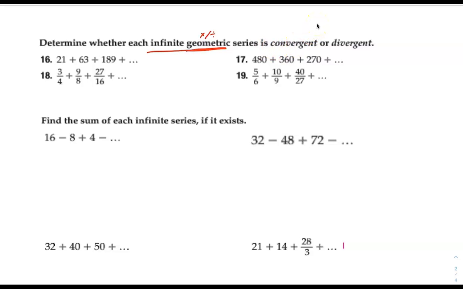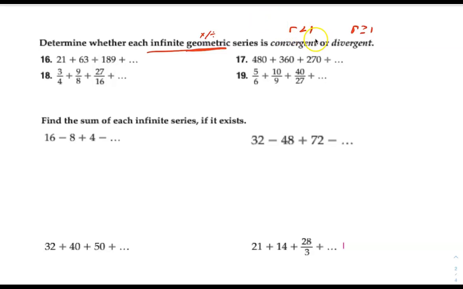Actually, I have it wrong, sorry. If R is less than 1, it's convergent. If R is greater than or equal to 1, it's divergent. Also a bad movie series. So either way, that's all it is. It's just a definition. So all you gotta do is find R.